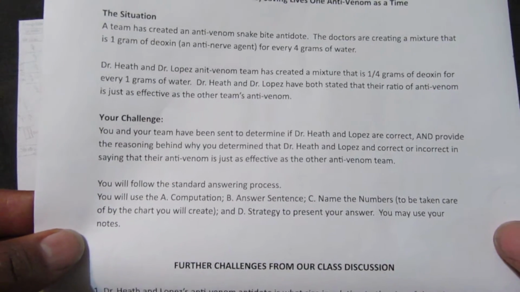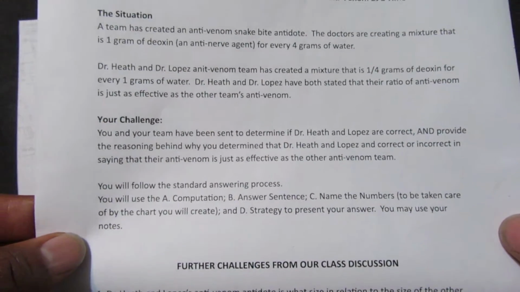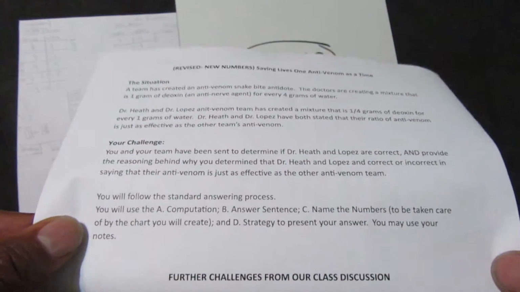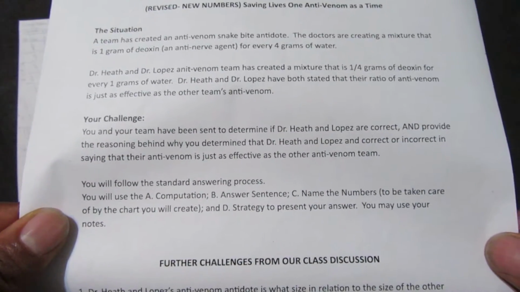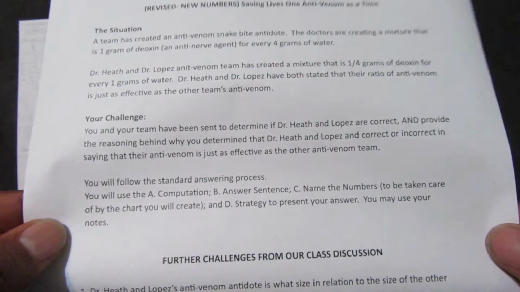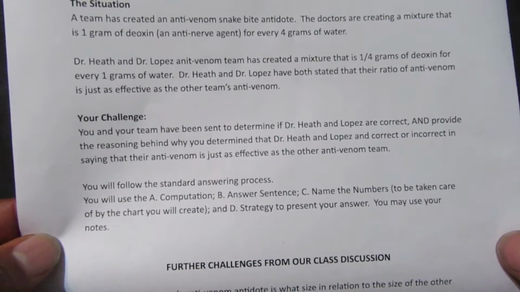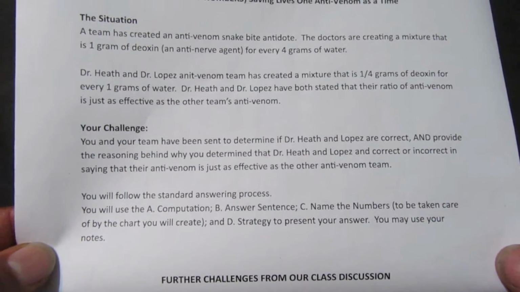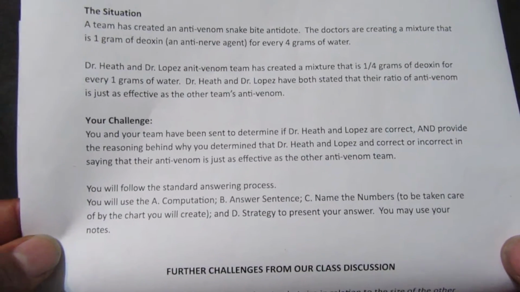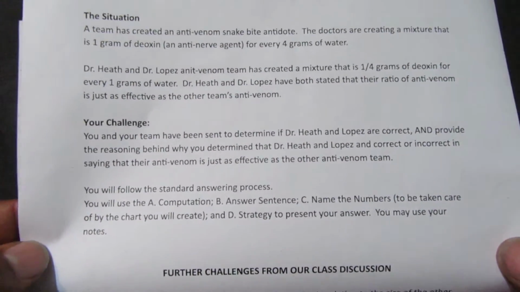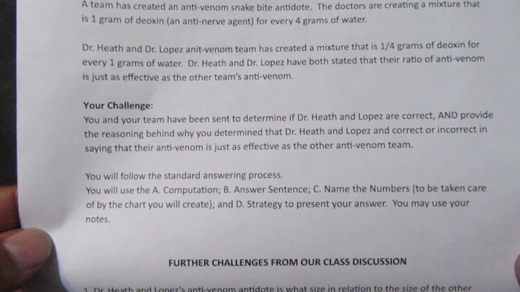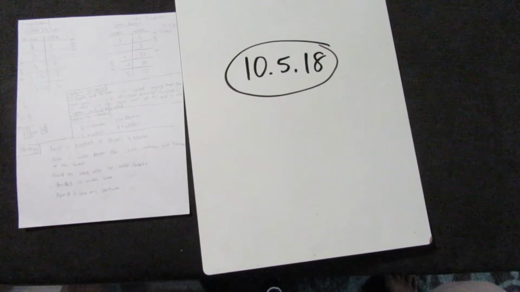You will follow the standard answering process. You will use the A, computation, B, answer sentence, C, name the numbers. And you can take care of that up at the charts, some students did. And your strategy, you need all these present in your answer. So computation, answer sentence, name the numbers, and strategy. And on this assessment, students were allowed to use their notes, okay? Then after that, there were a series of questions that we'll get to. So let's just deal with the big thing here.